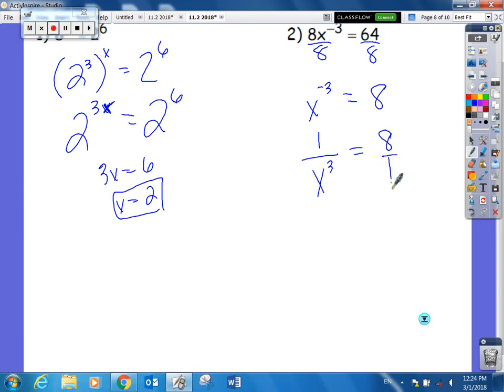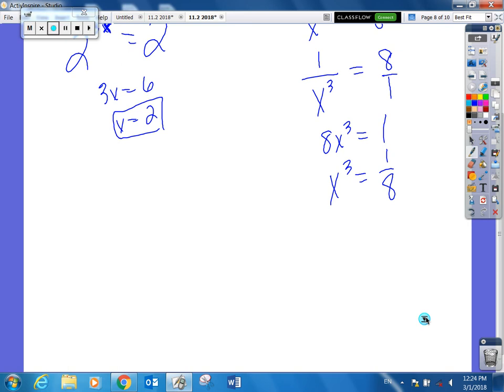All right, so I would make that a proportion and then just cross multiply, or you can multiply both sides by x to the third, doesn't matter. So we have 8x to the third equals 1. X to the third equals 1/8. So now it's in a form where I can solve it.